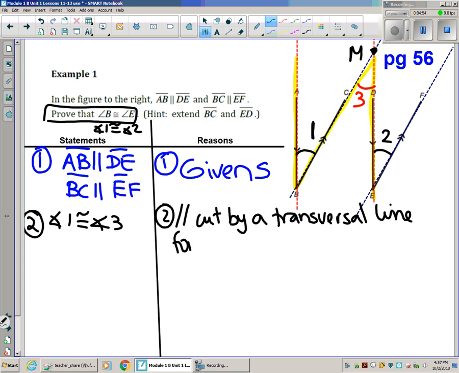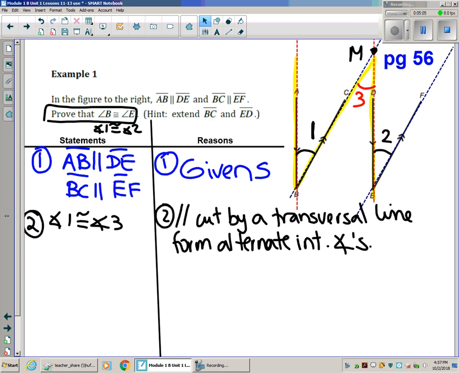Form alternate interior angles. And in this case, we know that alternate interior angles are in fact congruent. So that's actually a plus. So let's do it again, just like the previous exercise.